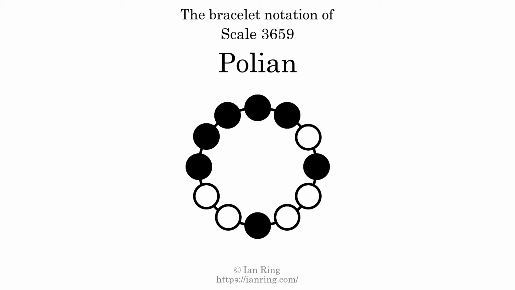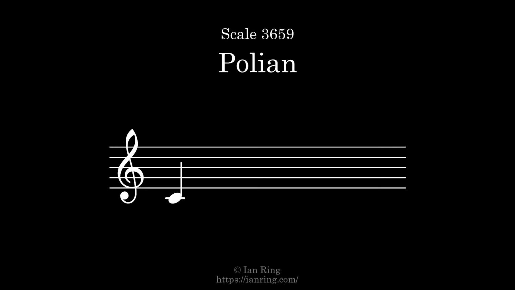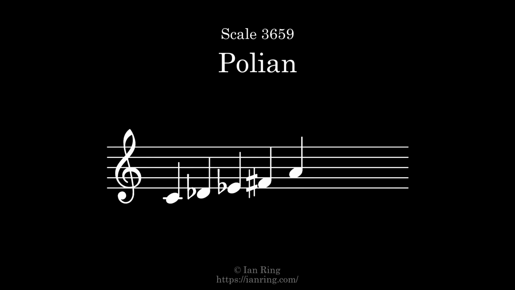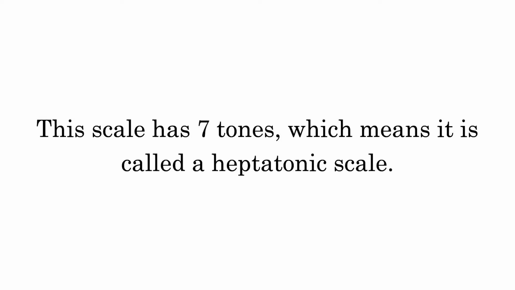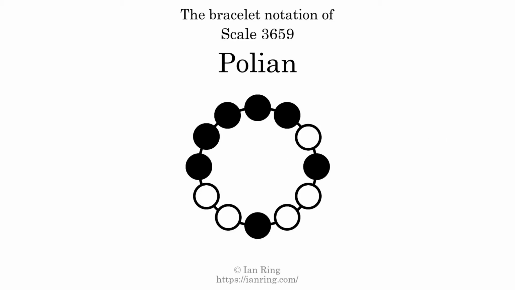3659, Polian, which sounds like this. This scale has 7 tones, which means it is called a heptatonic scale. This is a bracelet notation diagram of scale 3659. The shaded circles represent tones that appear in the scale, and they are read clockwise, starting at the top.